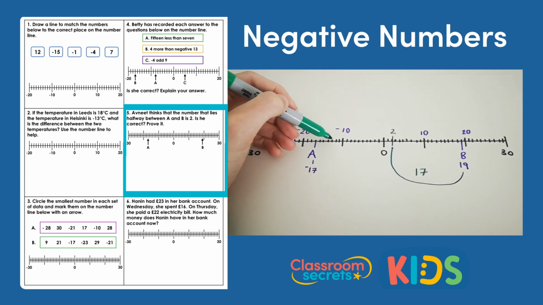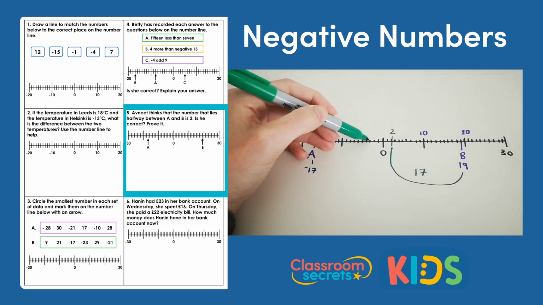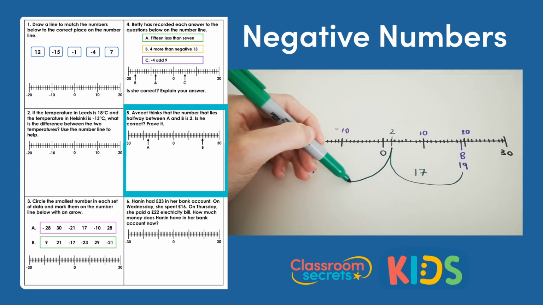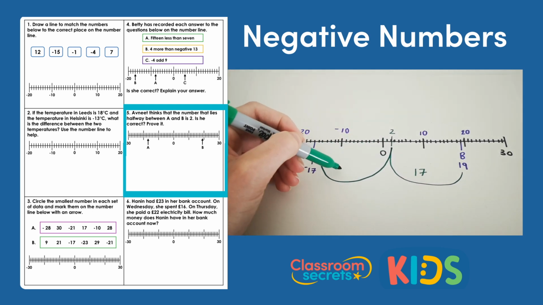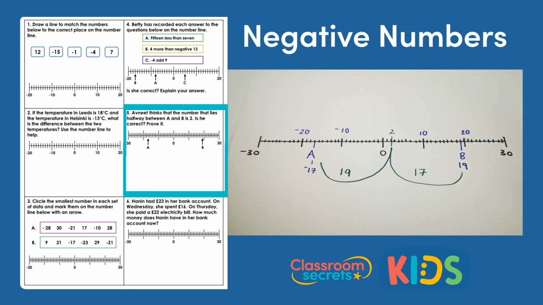1, 2, 3, 4, 5, 6, 7, 8, 9, 10, 11, 12, 13, 14, 15, 16, 17, 18, 19. So the difference between A and 2 is 19. So that means that 2 isn't exactly halfway between A and B, because there is more difference on this side than what there is on this side. However, he's not far off, is he?